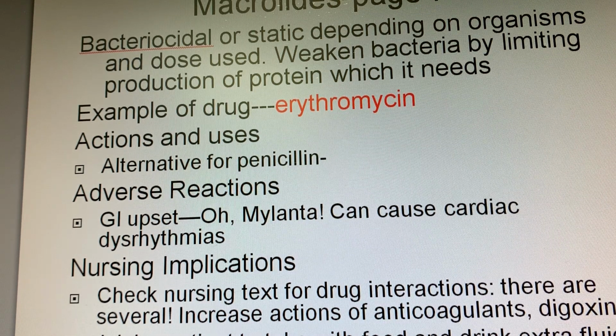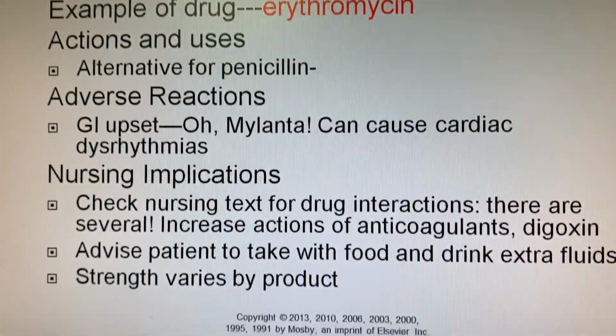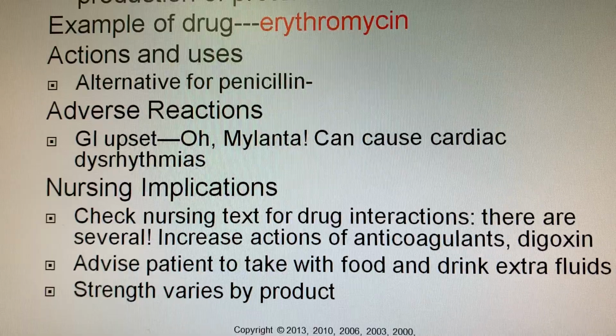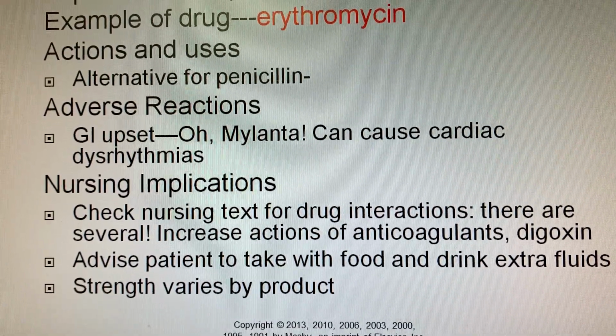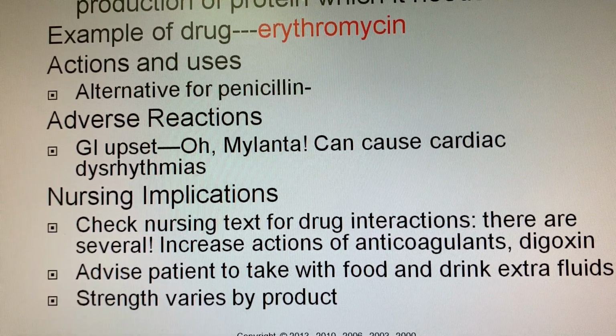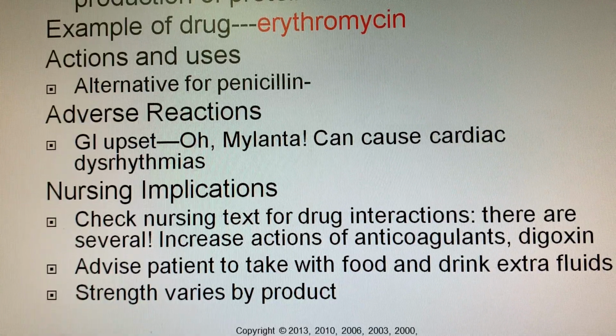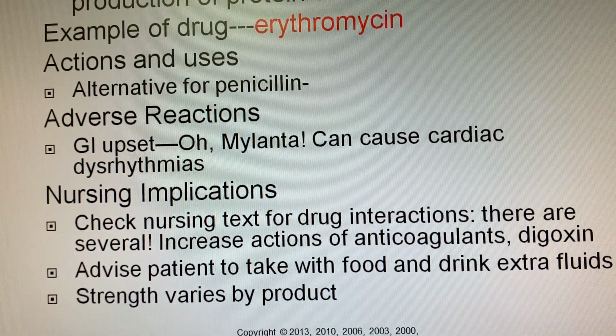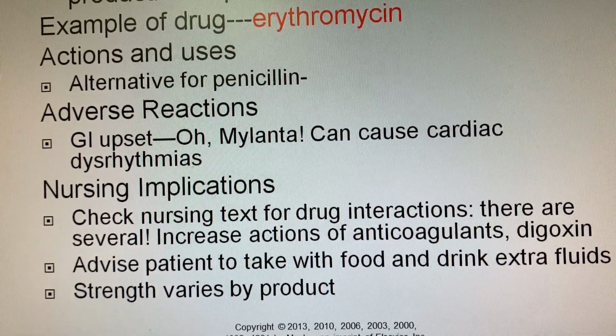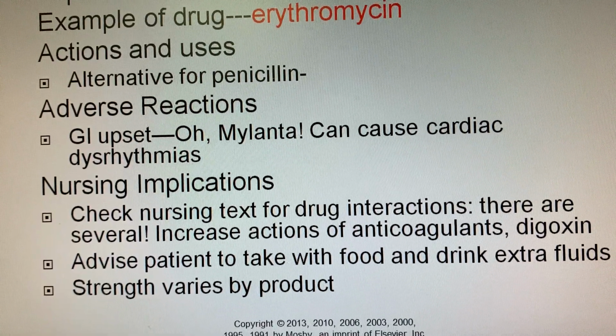They increase the action of anticoagulants. Most of your antibiotics are going to increase the actions of anticoagulants. So people on Coumadin, for instance, who are taking antibiotics, they can end up with longer bleeding times. They can end up with brain bleeds, can be very dangerous. Also interacts badly with digoxin.